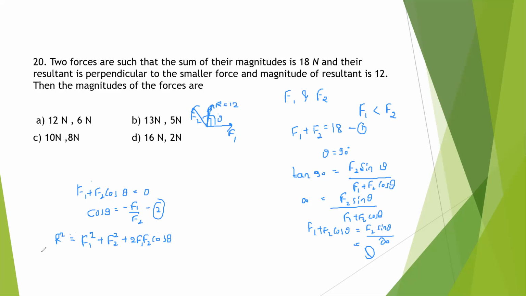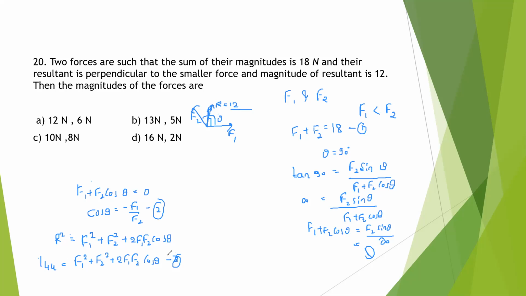So what is R? The resultant value they have given in the figure, you can see. Our resultant value is 12. So in the R value, we can substitute 12 square. How much is 12 square? That is 144, which is equal to F1 square plus F2 square plus 2 F1 into F2 cos theta. This I'll take as equation 3. Now you see here, students, equation 1, equation 2 and equation 3.